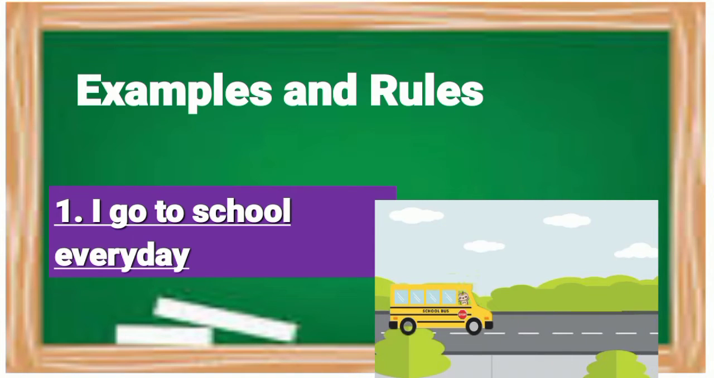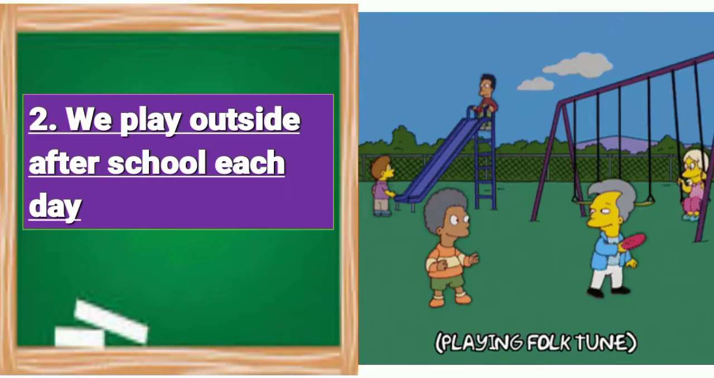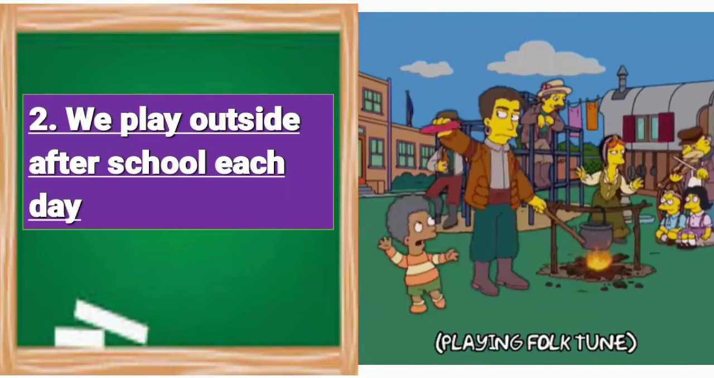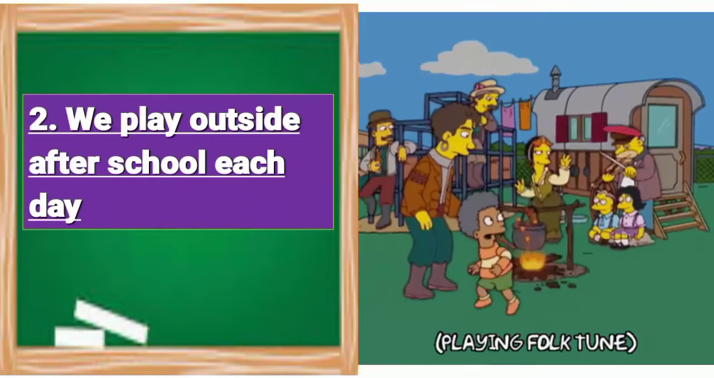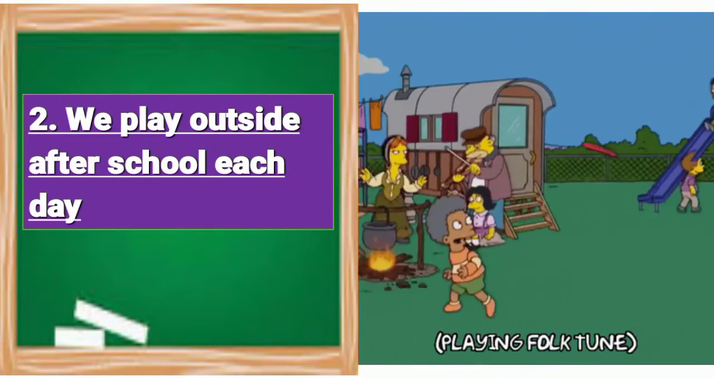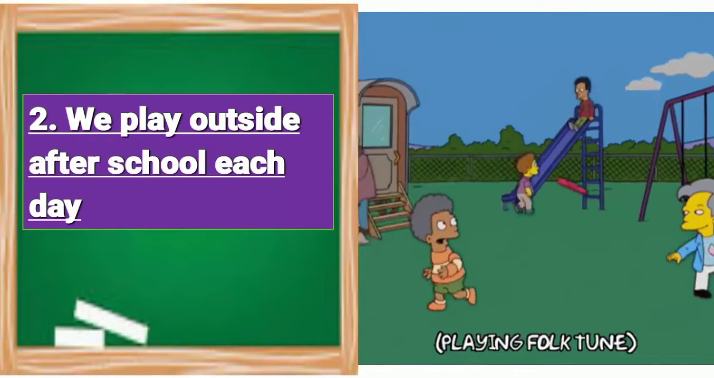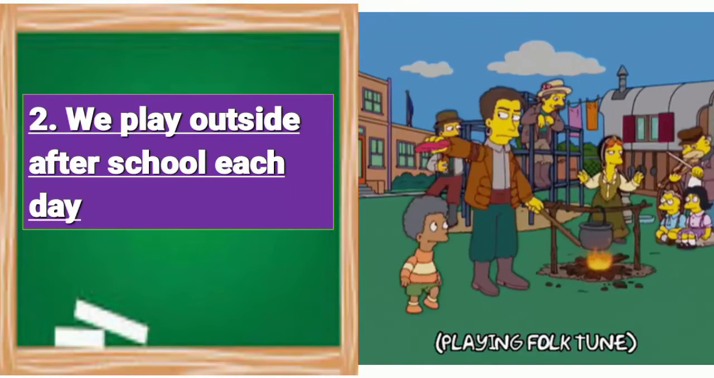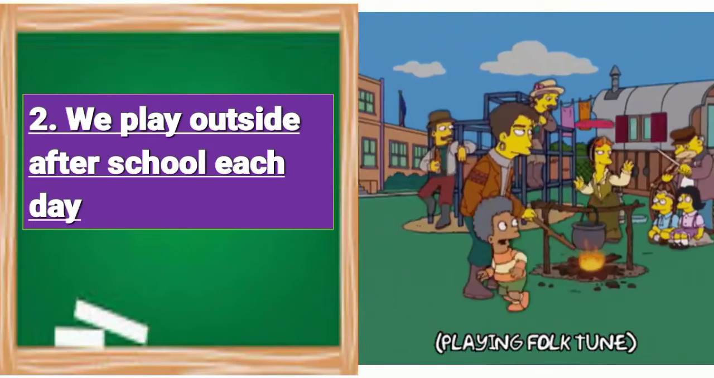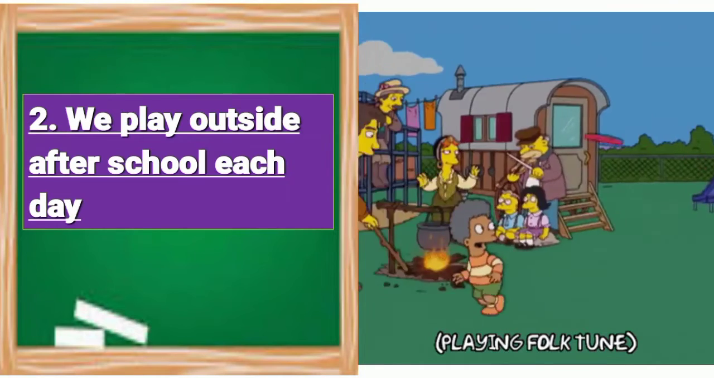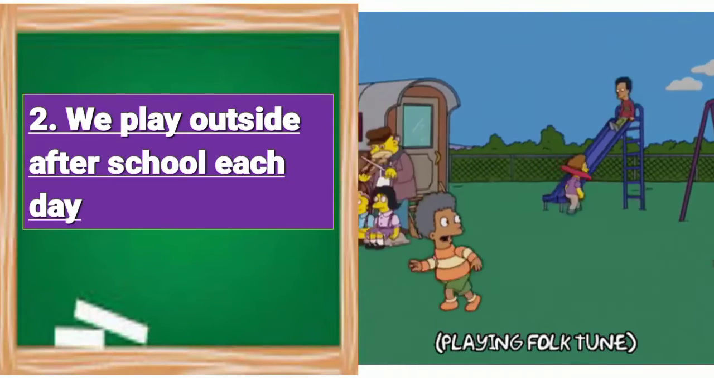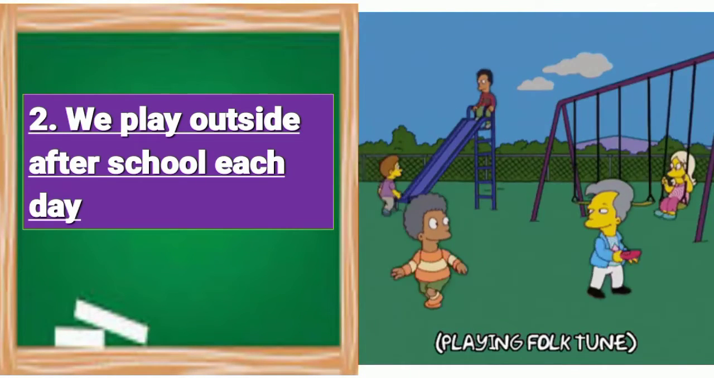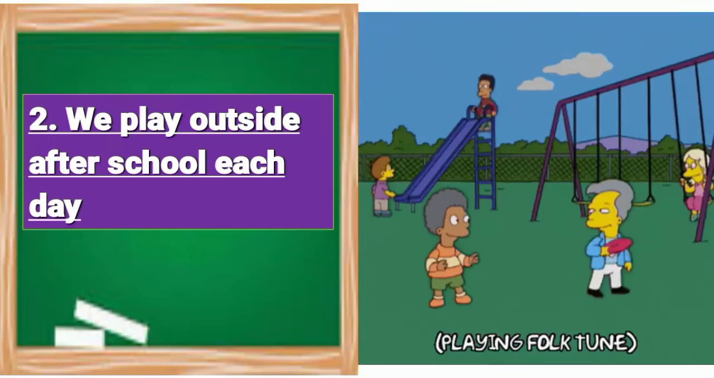Another example is we play outside after school each day. So in simple present tense, we describe that as an unchanging situation or habit because after school each day they always play. So we can still call it an unchanging situation or habit.